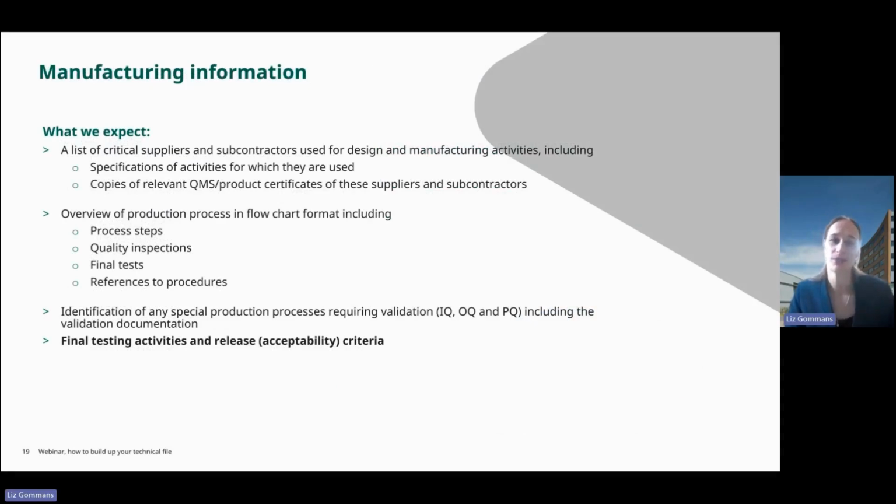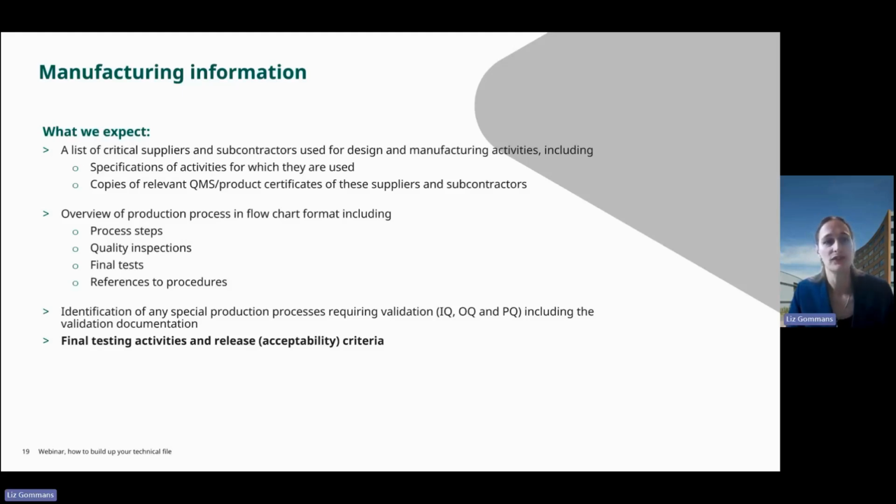Manufacturing information, what we expect here, we expect to see a list of the critical suppliers and subcontractors for the specific device under review, of course. You need to specify for which activities they are used, and we need to see copies of their QMS, product certificates, these kind of things, depending on what is relevant and what you're using the supplier or subcontractor for. But yeah, we do need to see a very clear and structured list of what you are using, who you're using, and yeah, the evidence that they are performing as expected.